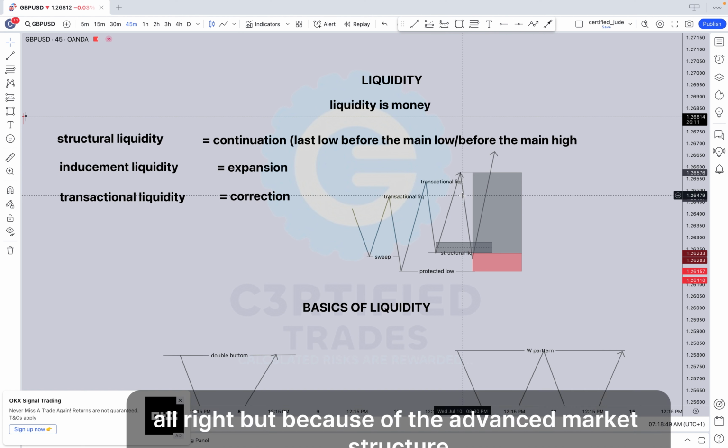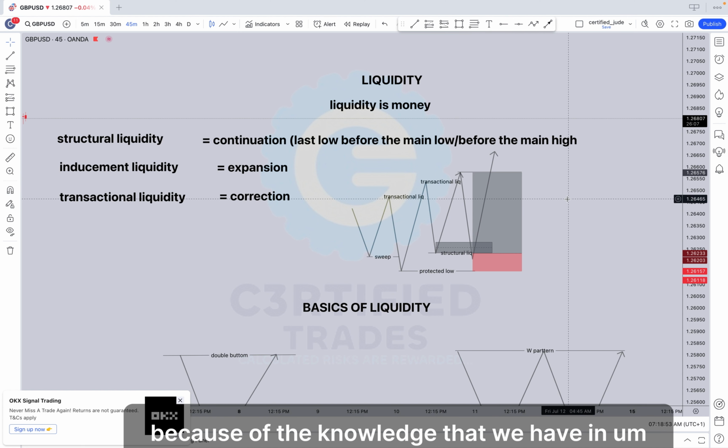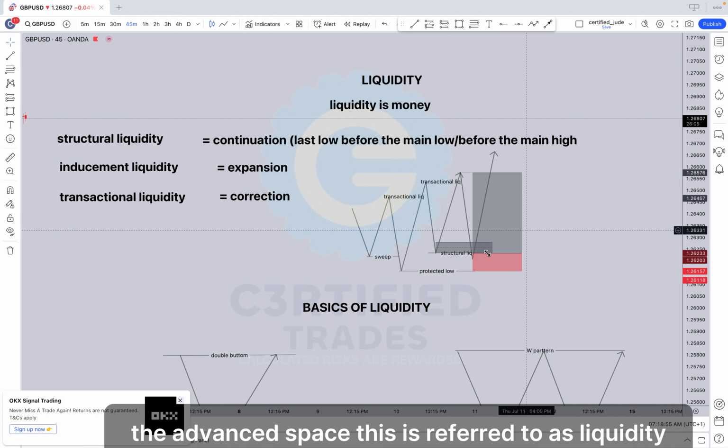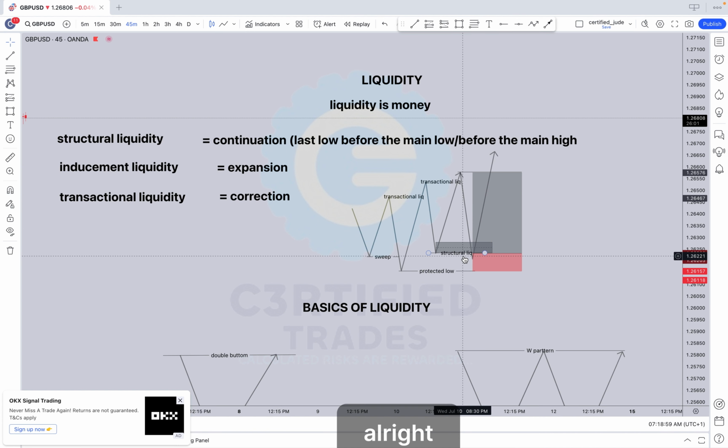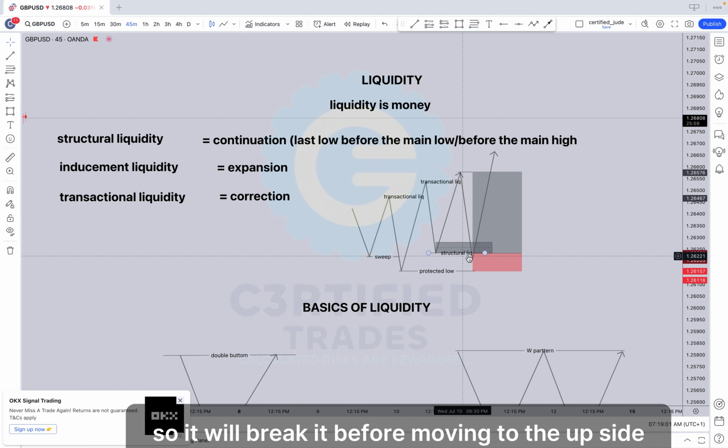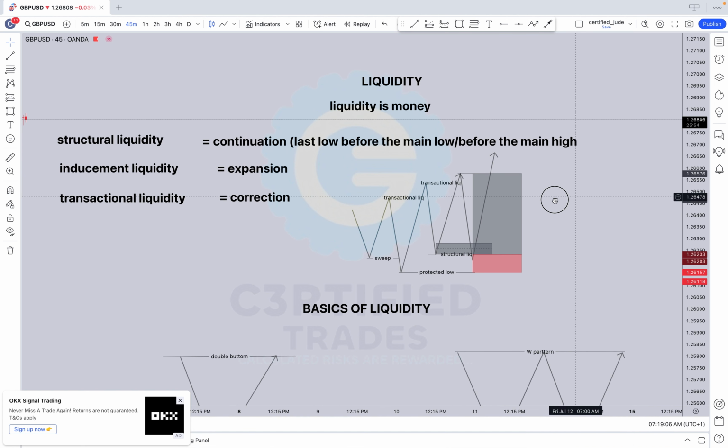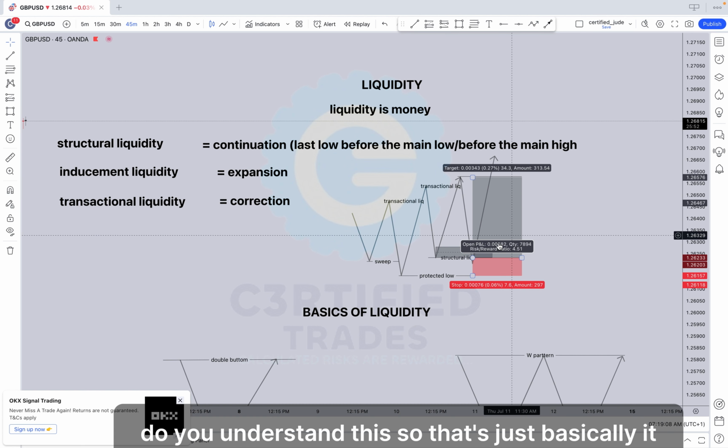But because of the advanced market structure, because of the knowledge that we have in the advanced space, this is referred to as liquidity. So it will break it before moving to the upside. Do you understand this? That's just basically it.